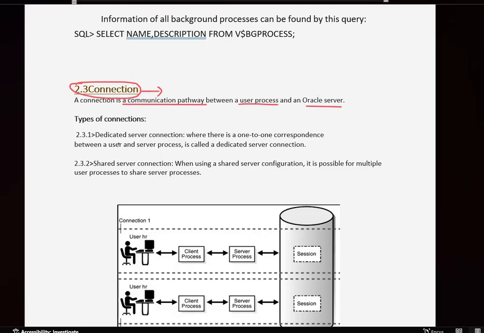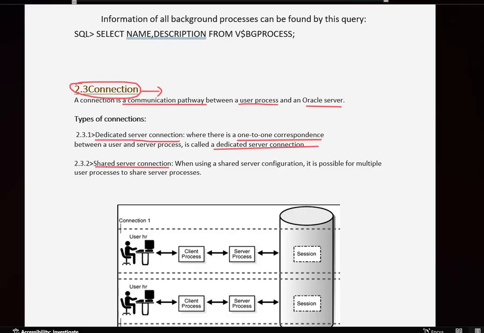So what types of connections are present for Oracle? One is the dedicated server connection and the second is the shared server connection. So what is a dedicated server connection? That means when the user is connecting to the Oracle server, one server process works dedicatedly for that user. That is called a one-to-one correspondence between the user process and the server process. That is called a dedicated server connection.